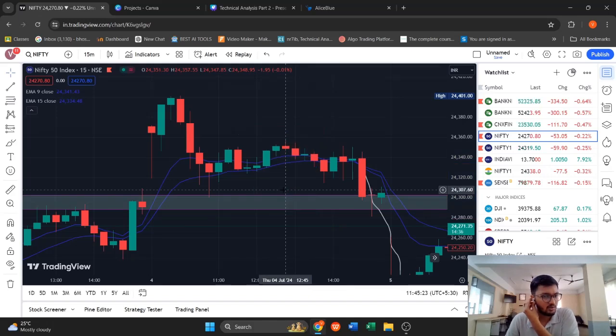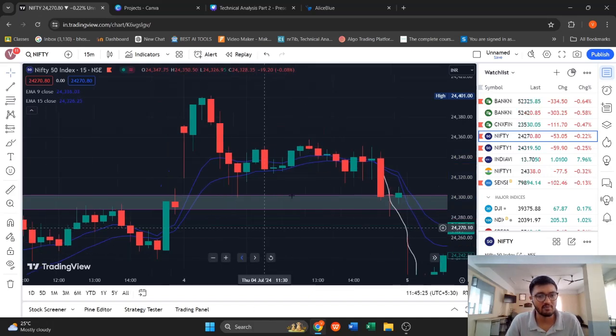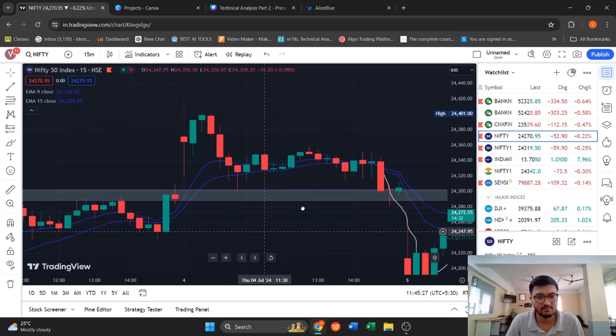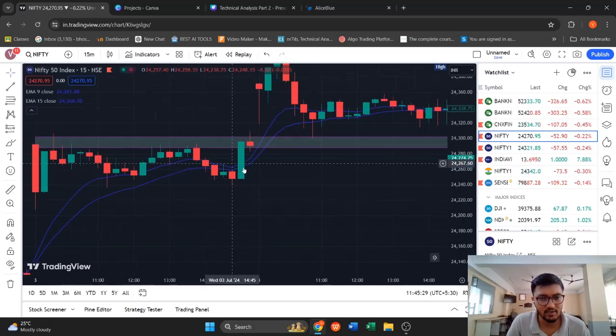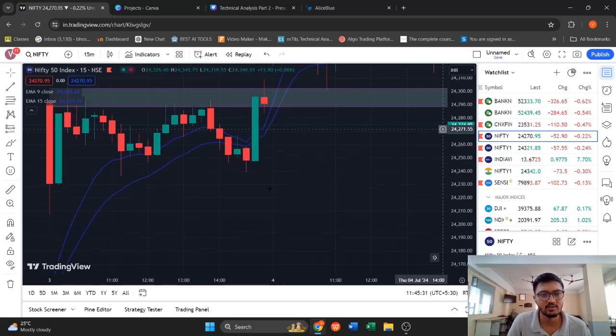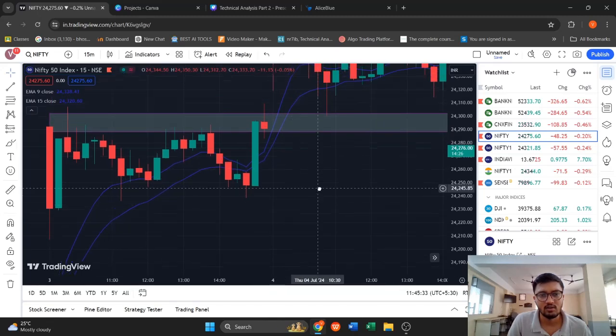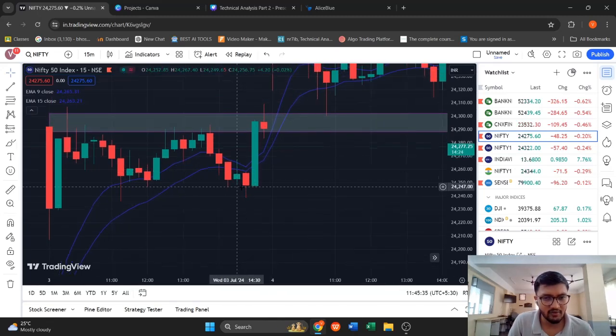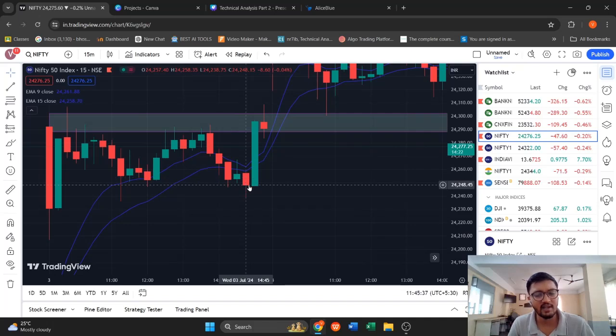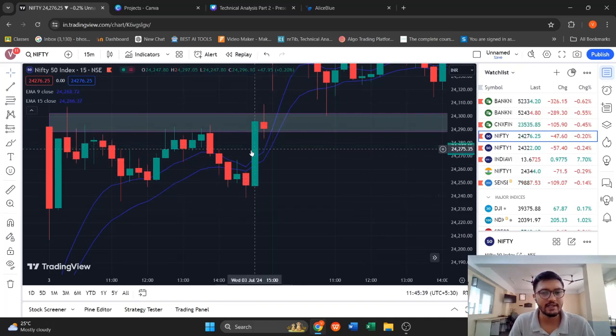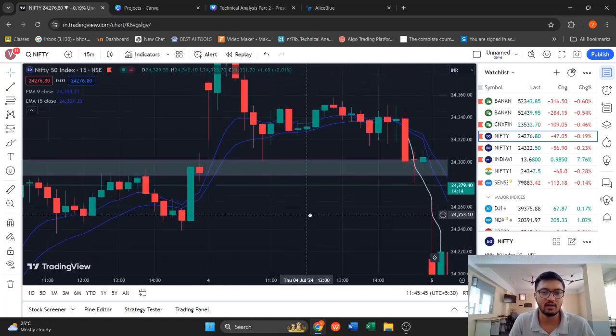Then we'll look at what the bullish engulfing pattern is. Clearly you can see in this particular diagram, at 2:45 there was a red candle, and in the next candle there appeared a very big bullish engulfing pattern.